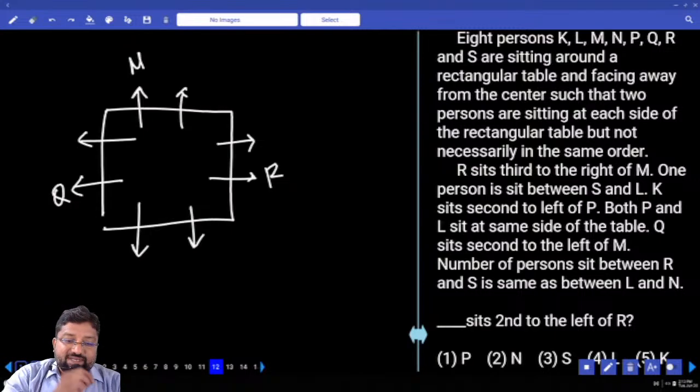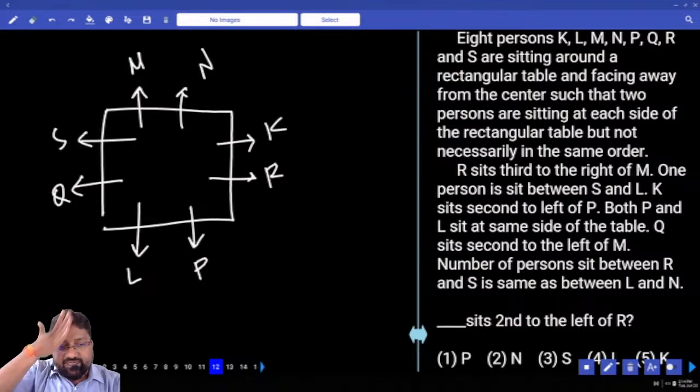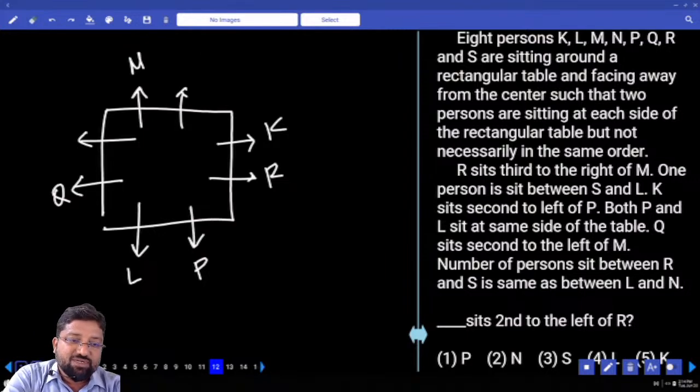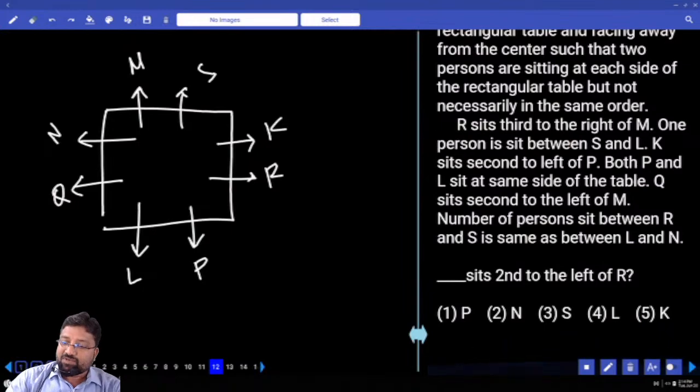Tell me. K sits second to the left of P. Does it fit? Does it fit? This is L. One person between L and S. One person between R and N. The number of people between L and S should be equal to R and S. Sorry, R and S should be equal to L and N. So R and S one person, L and N one person. Done? Tell me.